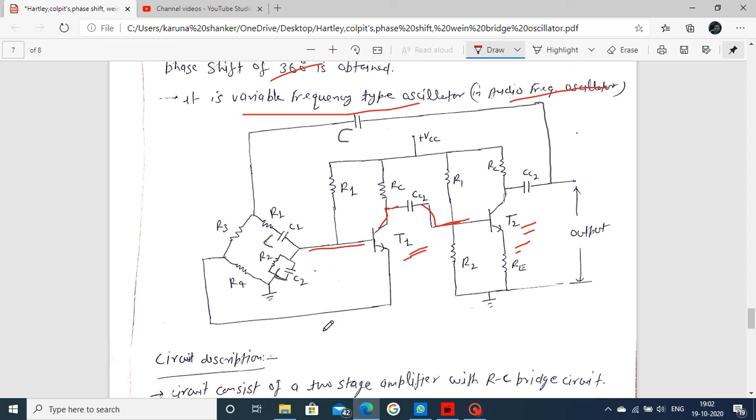Now this is a two-stage transistor amplifier, one is T1 and the next one is T2. This is the amplifier. Now this works as an inverter. Inverter means a 180-degree phase shift is obtained by this one transistor. Now again 180 degrees is obtained across the T2 transistor. Now the total phase shift obtained here is 360 degrees at the output. This is what is written here.